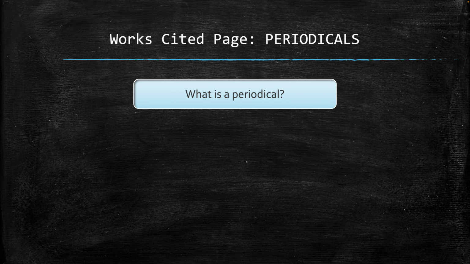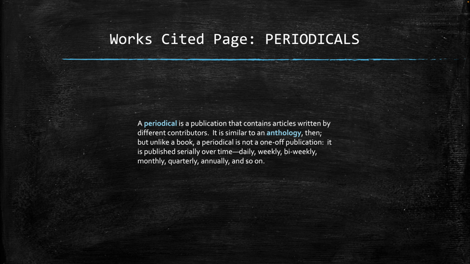So what is a periodical? That's a reasonable question to ask. A periodical is a publication that contains articles written by different contributors. So it's similar to an anthology, which is a book, but unlike a book, a periodical is not a one-off publication. It is published serially over time. It could be published daily, weekly, every couple of weeks, monthly, quarterly, or just once a year, and so on.